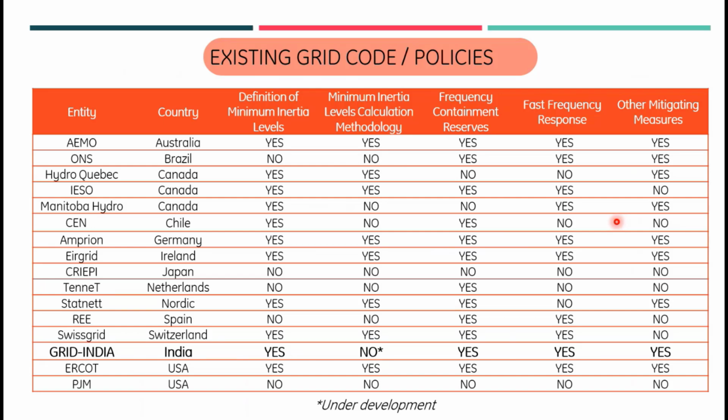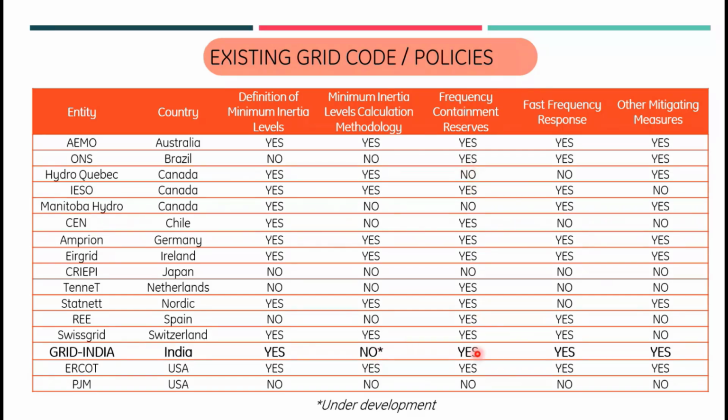These are some existing grid codes where changes regarding inertia have come in recent years, and you can see that in many places, the definition of inertia and minimum inertia level is there. In India, it is there. The calculation methodology of minimum inertia in India is still under development, as per the grid code. The grid code was introduced in October 2023 and has come into force. After that, a lot of consultation is going on in these activities.